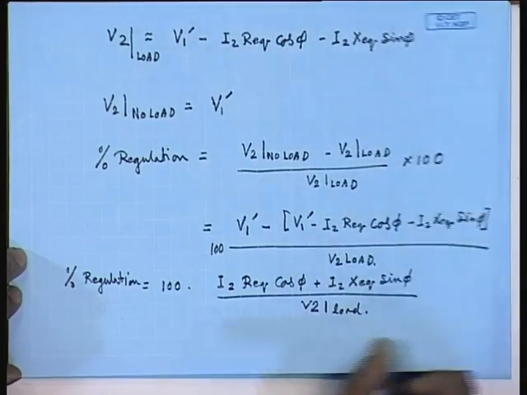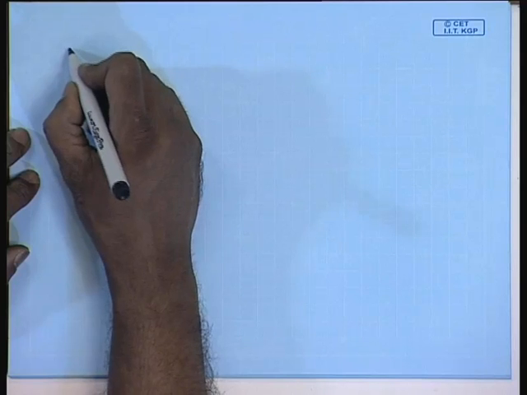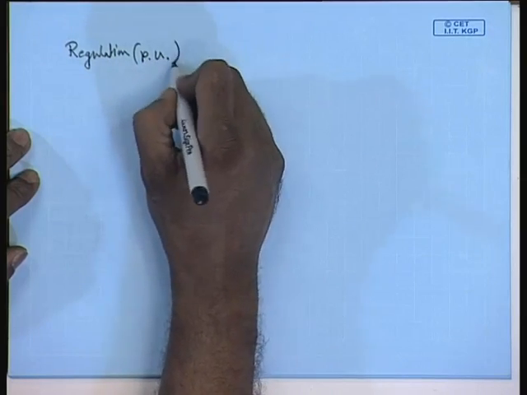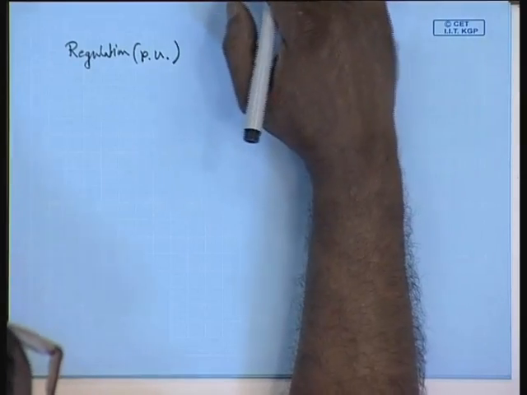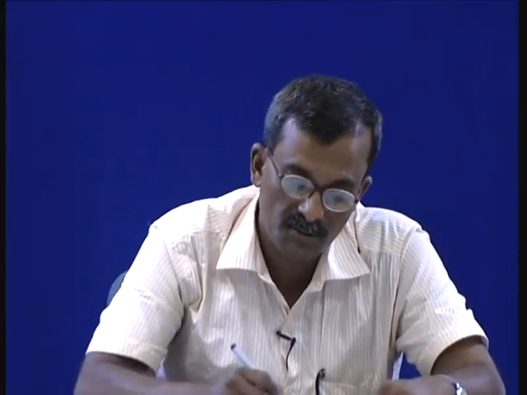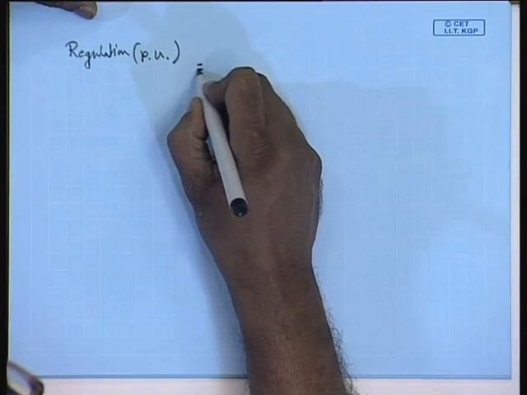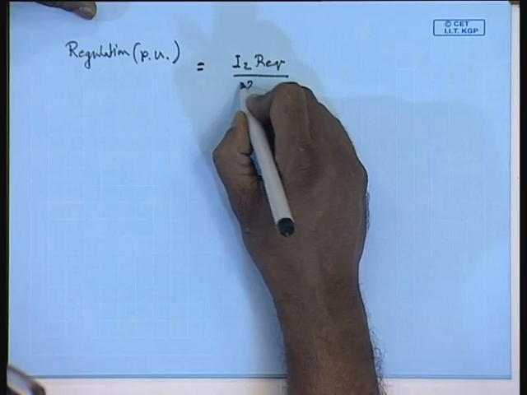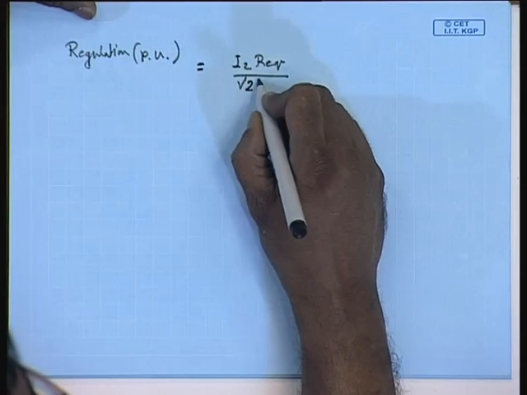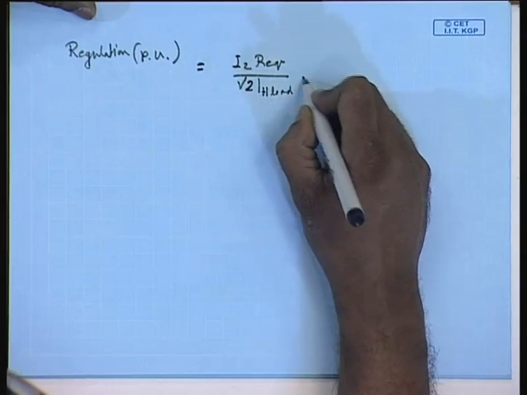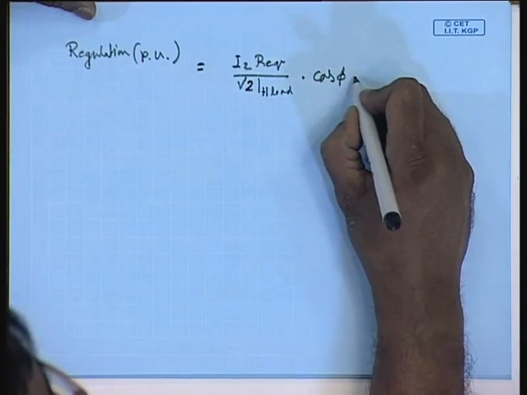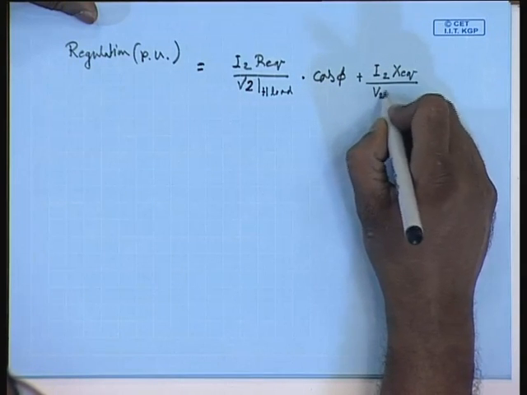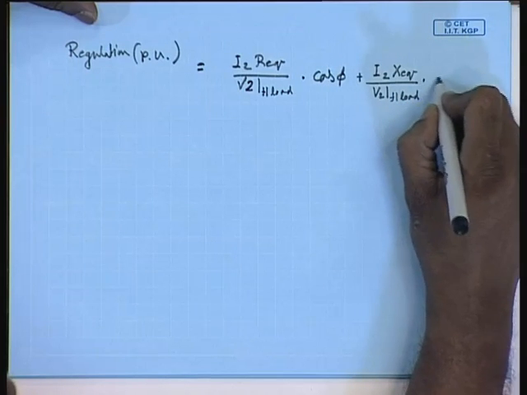So, the per unit regulation, expressed as a per unit of rated voltage, is equal to I2 Req by V2 at full load into cos phi plus I2 Xeq by V2 at full load into sin phi.